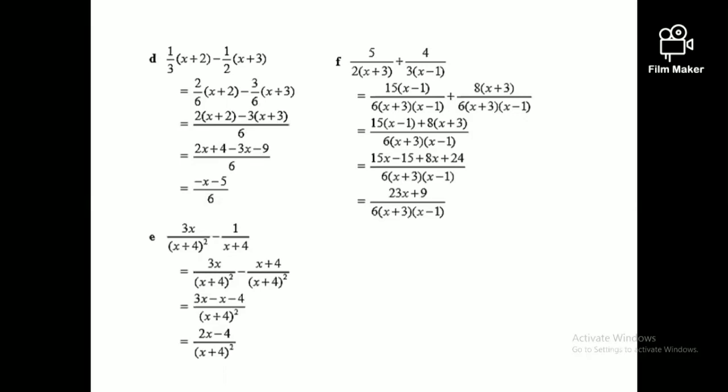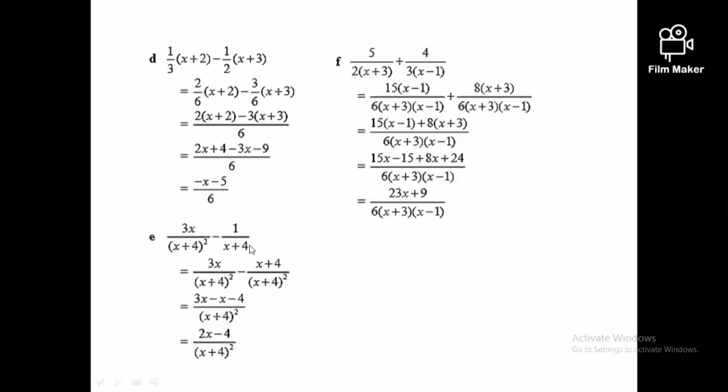Then if you come across part E, here, 3x over x plus 4 squared, that is x plus 4 into x plus 4, minus 1 over x plus 4. If you take the LCM, it will turn out to be x plus 4 squared, that means x plus 4 into x plus 4. Then if you cover x plus 4 squared out of this x plus 4 squared, nothing remains. So therefore you can write just 3x, right?